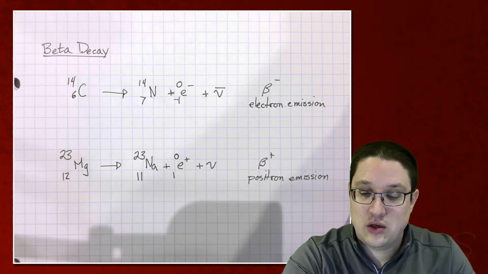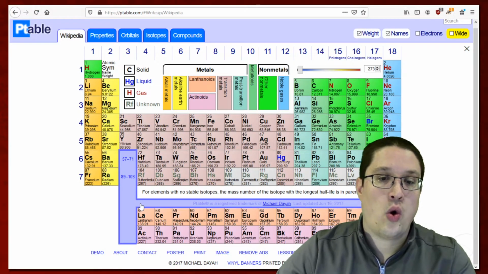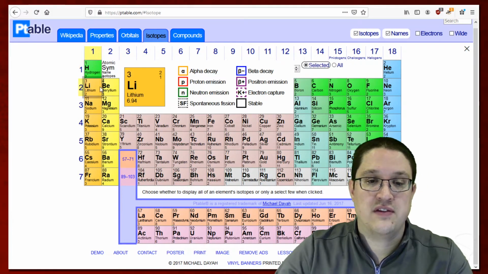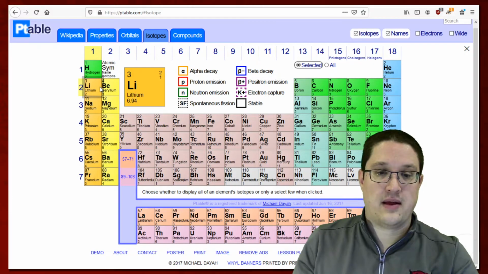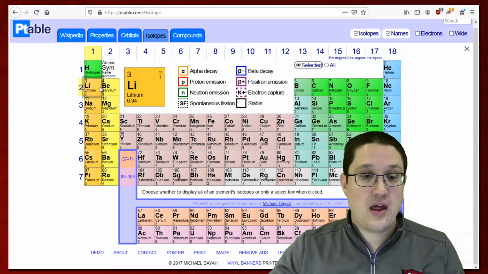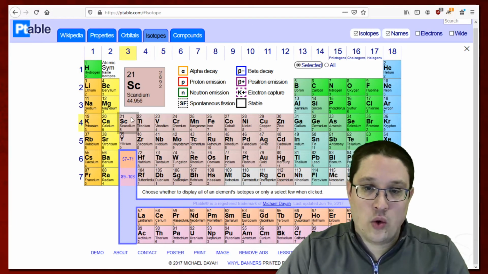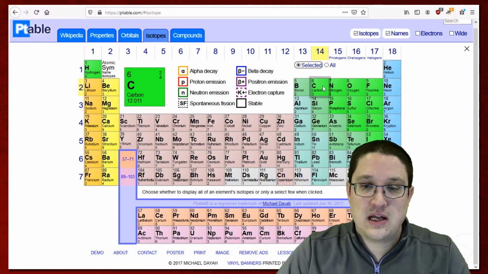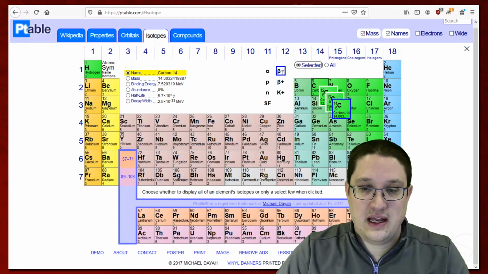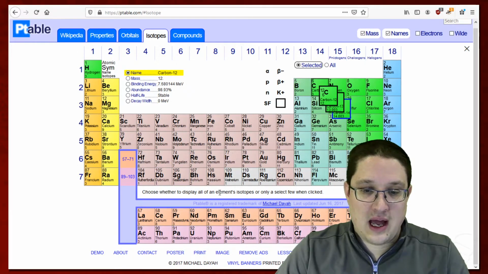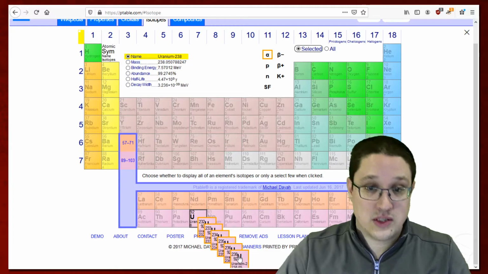Now, if I take a look at our periodic table, what you may notice is that there are a whole bunch of different isotopes that undergo different types of decay. The idea is that each isotope has a preferred method of decay. It's not the only way, but it is preferred. For example, if I take a look at carbon, you can see carbon-14 undergoes beta negative decay. If I look at uranium, you can see that uranium-238 way down here undergoes alpha decay.